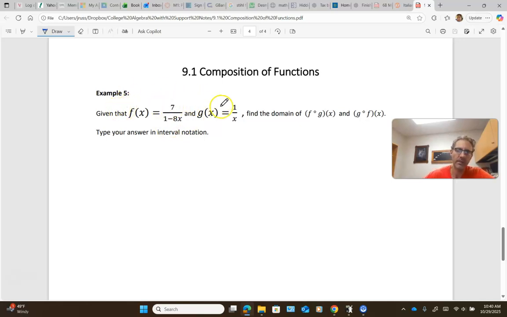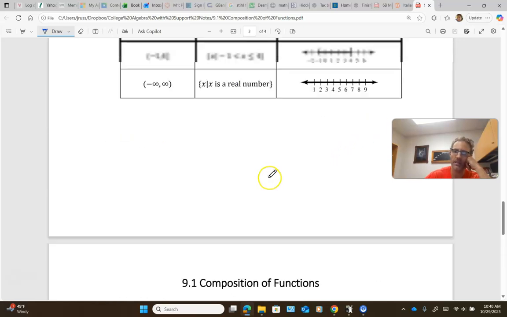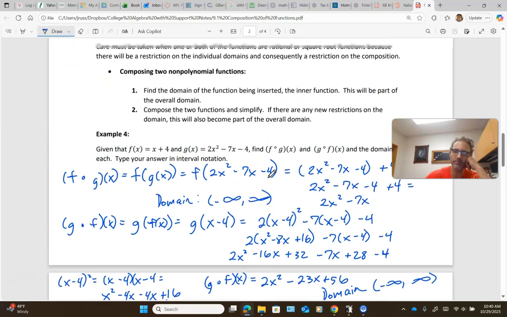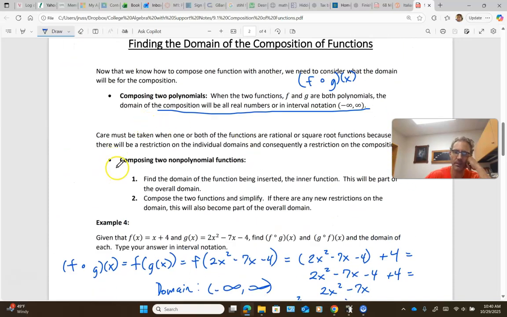So we're given these 2 functions. They are not polynomials. They're rational functions. They have x's in the denominators. So we want to find the domain of f composed of g of x and g composed of f of x. Well, I tell you how to do that up here, this second bullet.